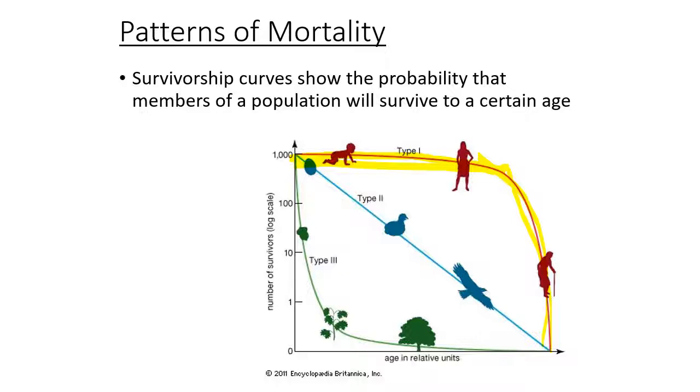Type 2 is where it's a relatively steady decrease the entire time. It has a large chance of surviving as an egg, and then as it gets older, it starts to decrease, and as a bird, it continues to decrease. And then this last one is type 3. The chance of surviving is low as a seedling or as a sprout, but once it gets to being a tree, the chances of surviving are a lot better.